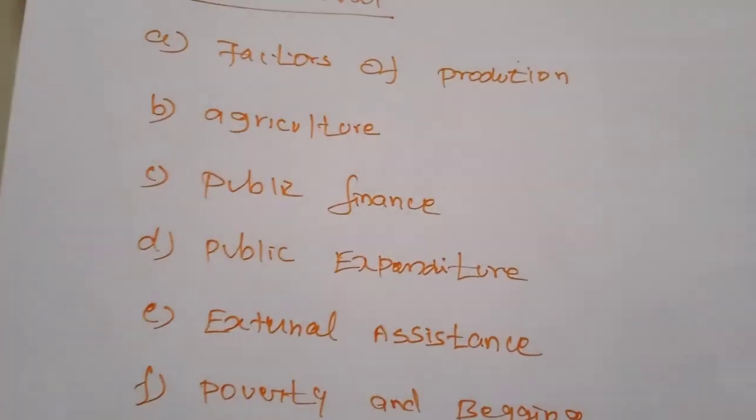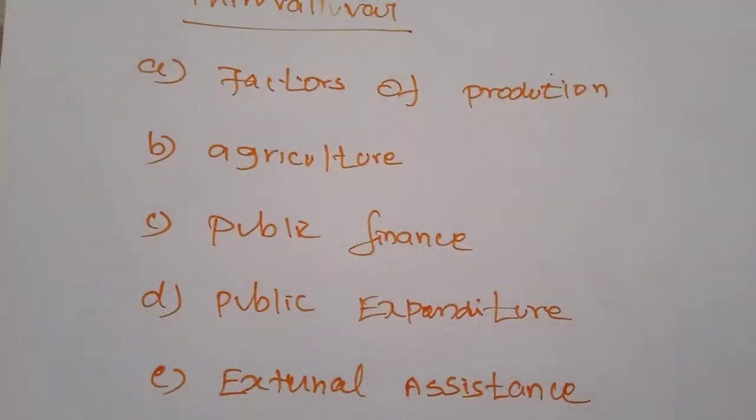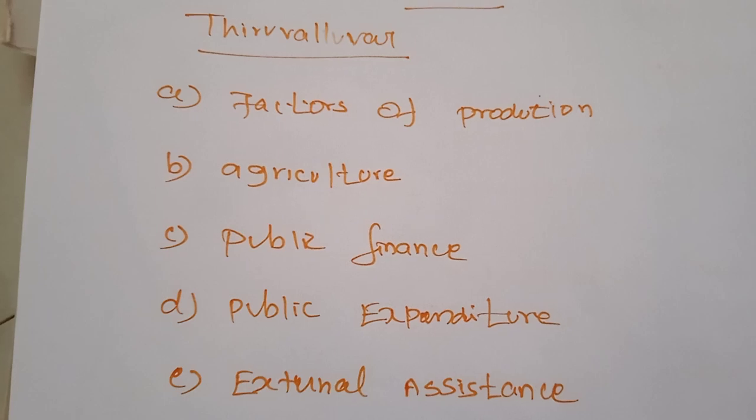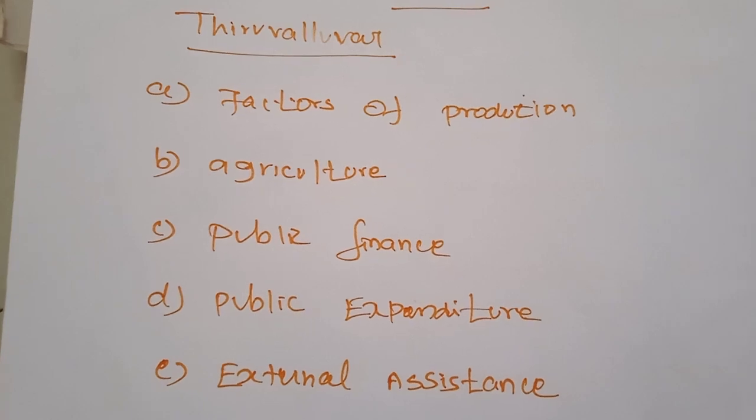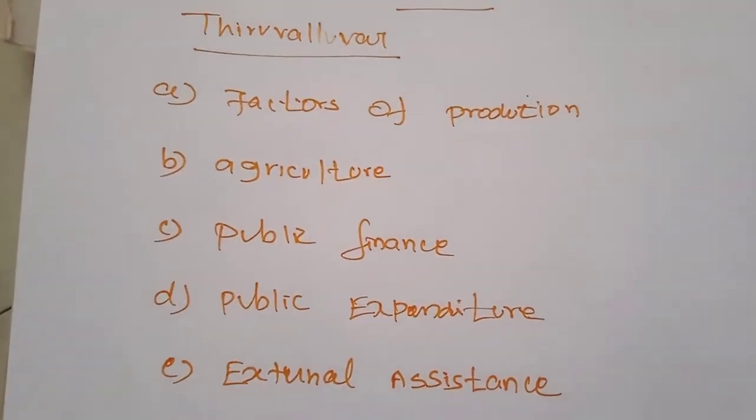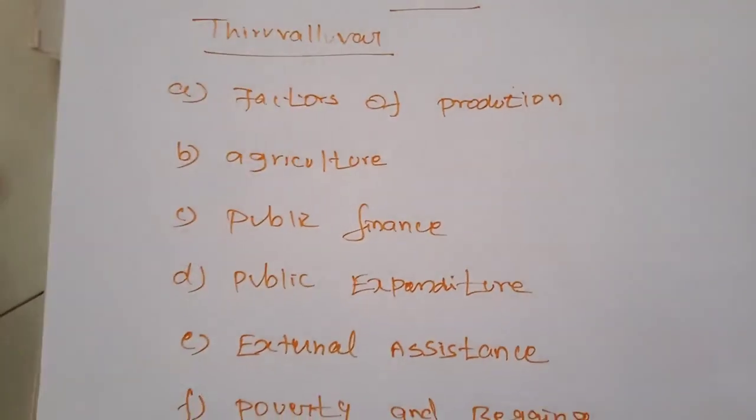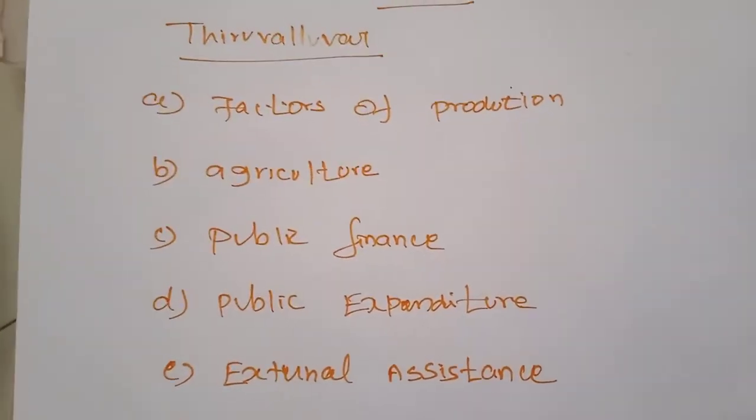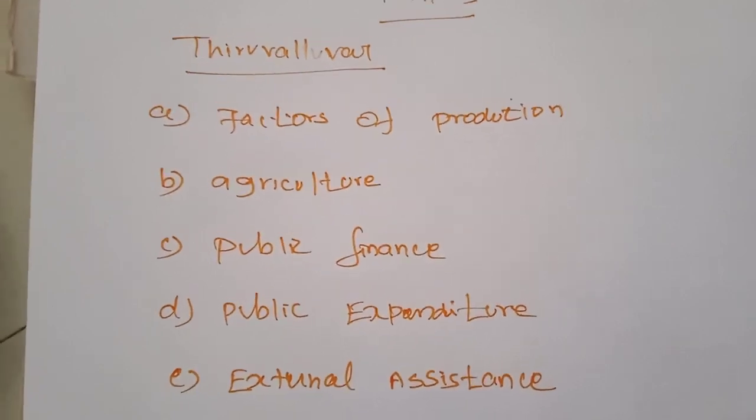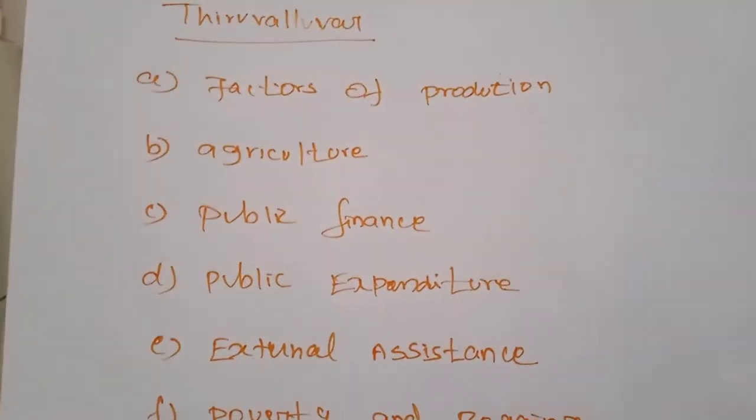Next, agriculture. What does Thiruvalluvar say about agriculture? Agriculture is the most fundamental economic activity. They are the axial pin of the world, for on their prosperity revolves the prosperity of the other sections of the economy. If the other sections of the economy want to improve, we must increase the development of agriculture. Without the development of agriculture, other sectors also cannot be increased.